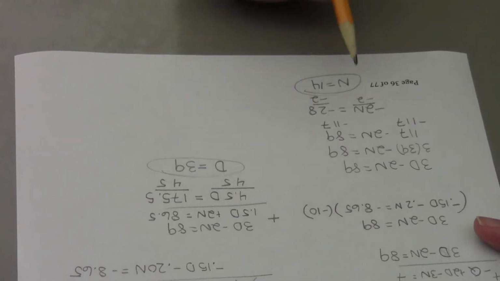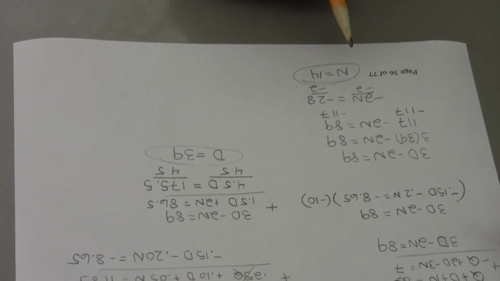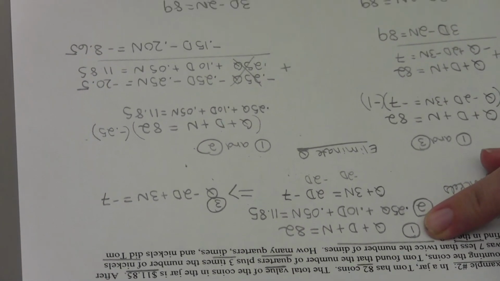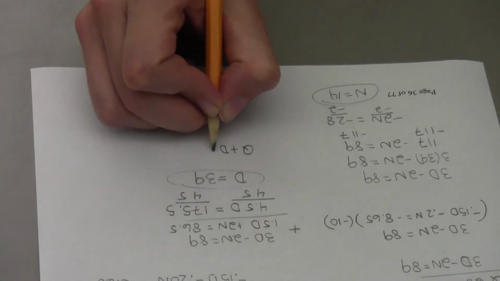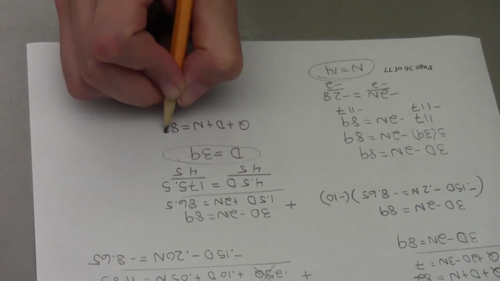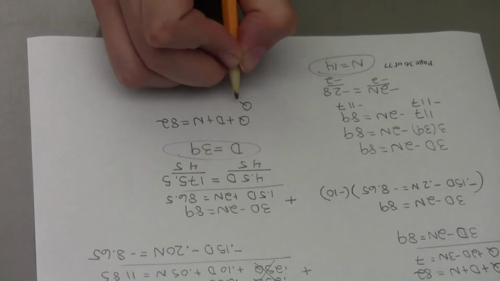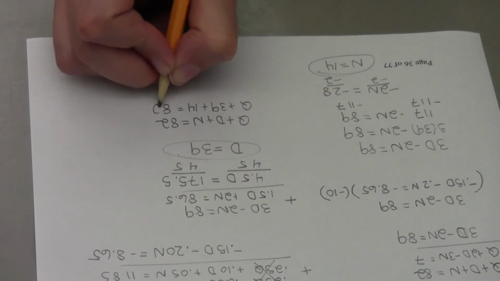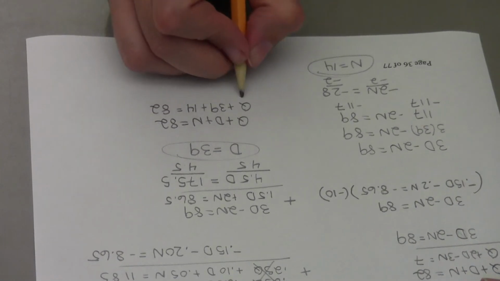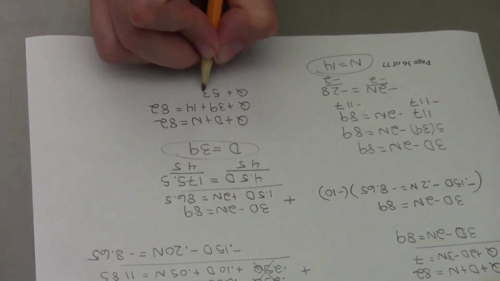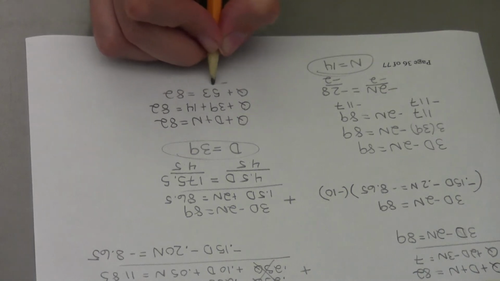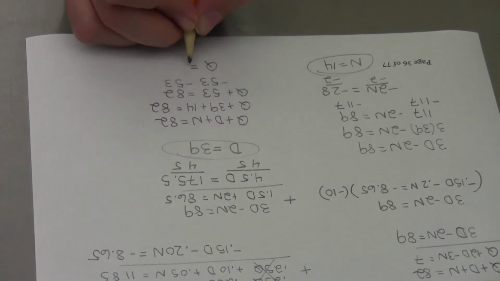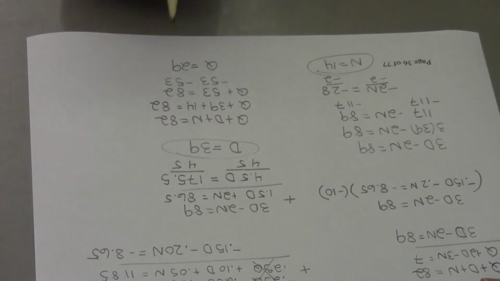So now I've got 2 out of my 3 variables. Go back to one of the original equations. I'm going to go back to that very first one we wrote, labeled equation number 1, which read Q plus D plus N equals 82. And I'm looking for my Q. I'm going to replace D with that 39, N with that 14. And let's add those. Q plus 53 equals 82. Finish it up. Subtract 53. Q is equal to 29.